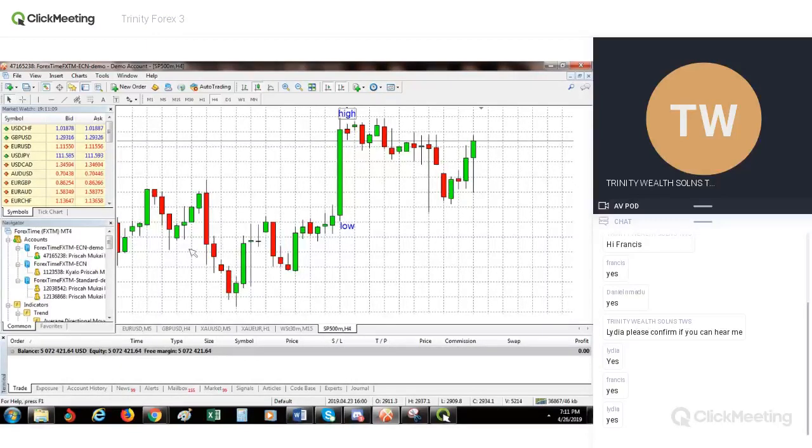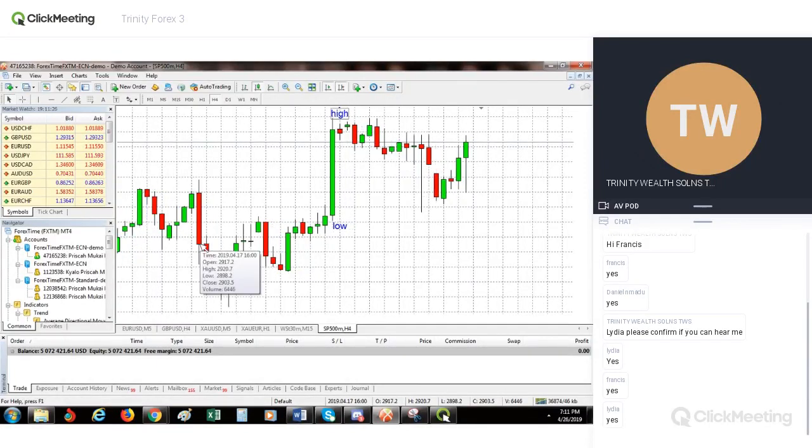Then for the other one, we have the low remains the low, the high remains the high, and then this becomes our open. The market opened here, it moved down, it closed down here. That's a bearish candlestick, right?